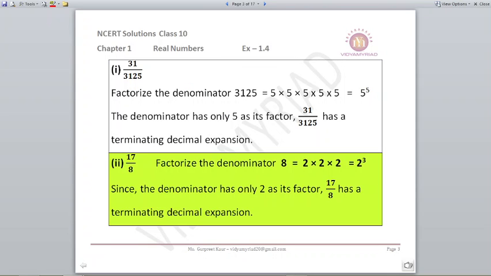First part, 31 upon 3125. Now ignore the numerator, we don't want 31, just focus on 3125 and find out its factors. So the factor of 3125 is in the form of 5 raised to power 5, and we know that if the factors are in 2 or 5 form, only then it has a terminating decimal expansion. So we can say that 31 upon 3125 has a terminating decimal expansion. Next, 17 upon 8. Now 8 has the factors 2 into 2 into 2. So that means it is in the form of 2. So it is also a terminating decimal expansion.